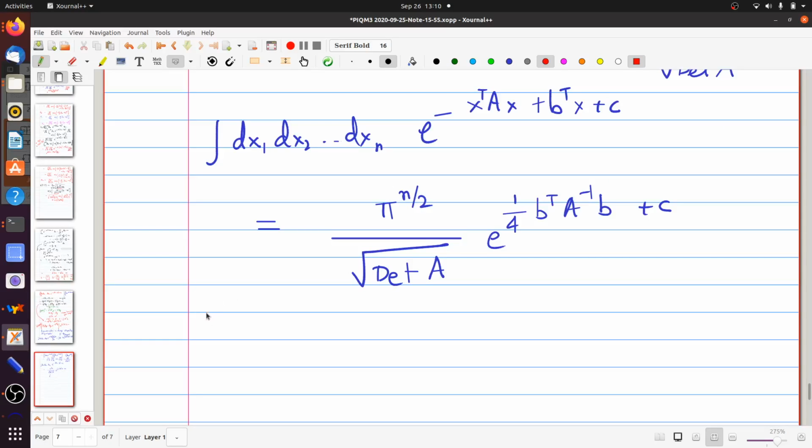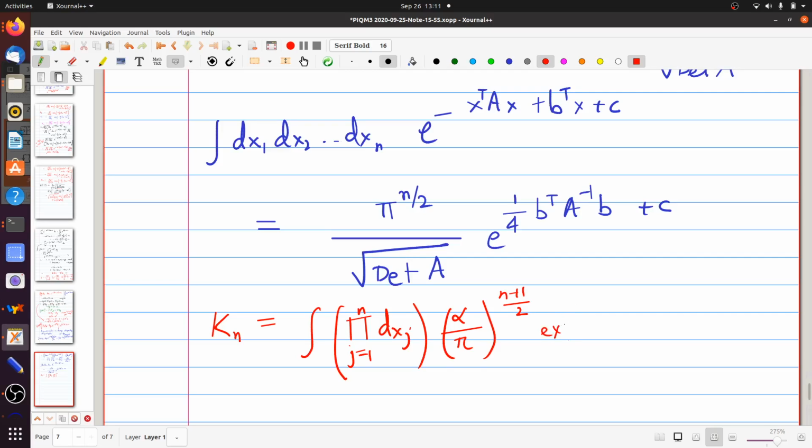Armed with this result about the multiple Gaussian integral, let us now try to write down an expression for Kn using this. Just to remind you, Kn, the nth iterate to the path integral formulation for calculating the propagator, was simply this: the integral over dxj, alpha by pi to the power n plus 1 by 2, times this exponential, minus alpha sum over j equals 0 to n of xj plus 1 minus xj whole squared.